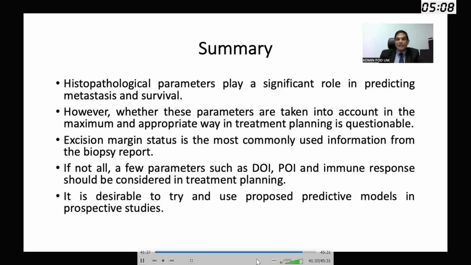That's very important. I am sure our clinical colleagues, the oral and maxillofacial surgeons, the ENT surgeons, etc., will use these models, and if not the models, at least these significant histopathological parameters in order to plan their treatment to give the patients better survival, disease-free survival, and overall survival.